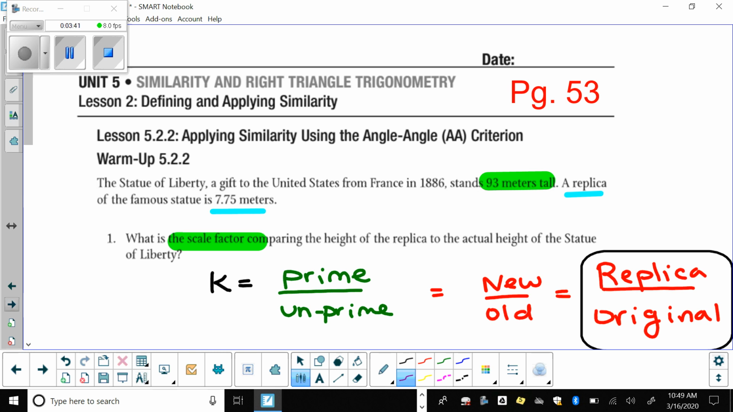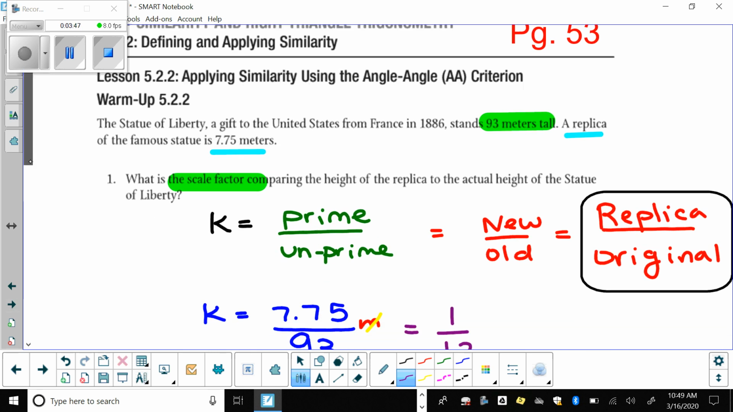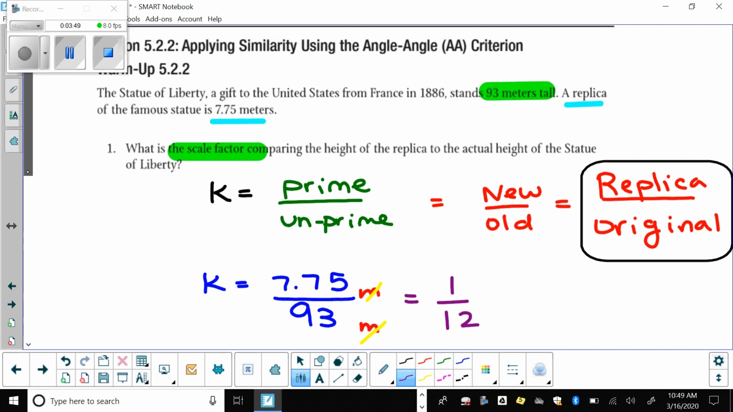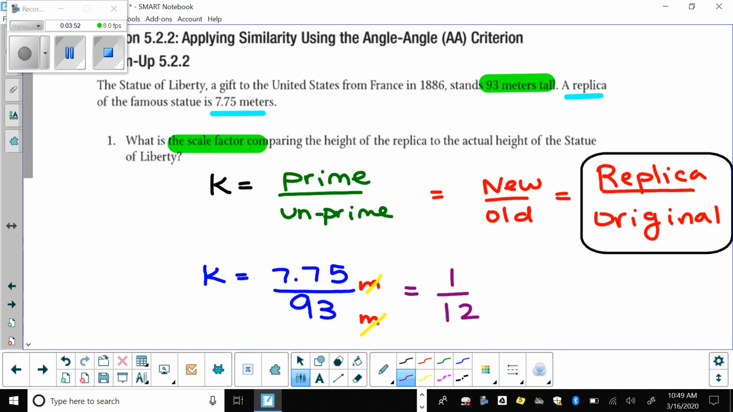We are on page 53. So we are talking about the Statue of Liberty. It was given to us from France in 1886, and it stands at 93 meters tall. A replica of the famous statue is 7 75/100ths of a meter. What is the scale factor comparing the height of the replica to the actual height?